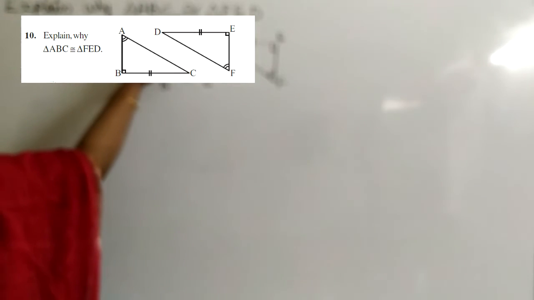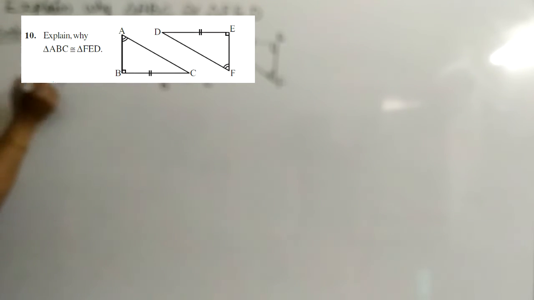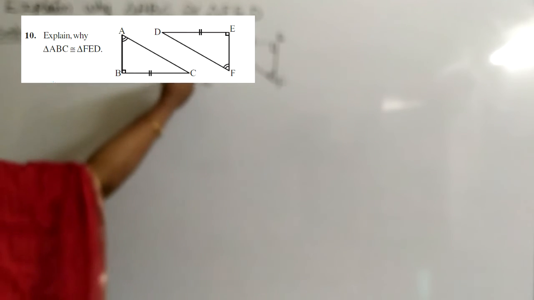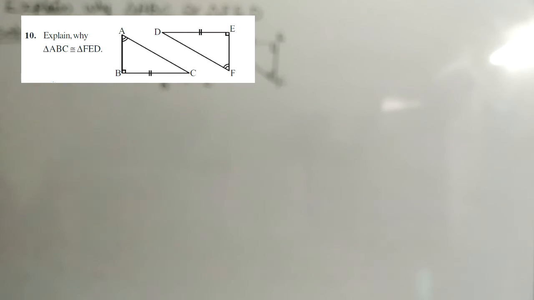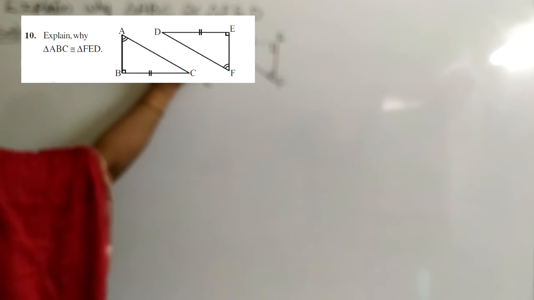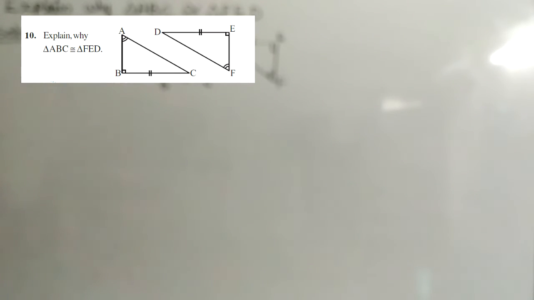Now we move to the last question of this chapter, question number 10. Explain why triangle ABC congruent to triangle FED. So we can see the given figure, triangle ABC and DEF is given, and they have established the congruence ABC congruent to triangle FED. How they are establishing this congruence, that we have to show.